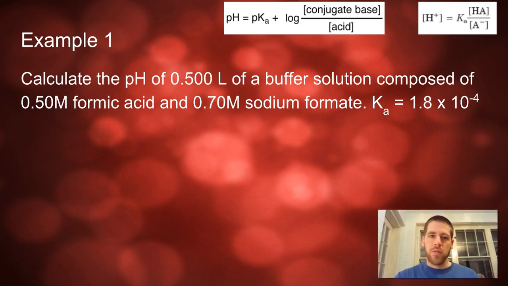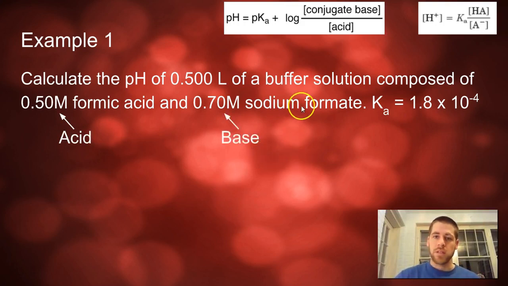If this is our example, we're trying to find the pH. We have a 0.5 liter solution, and it's formic acid and sodium formate. And then we have a Ka for the formic acid. So obviously it helps to identify what our acid and our base is. Let's start there. So the acid is obviously the formic acid and the base is obviously the sodium formate.